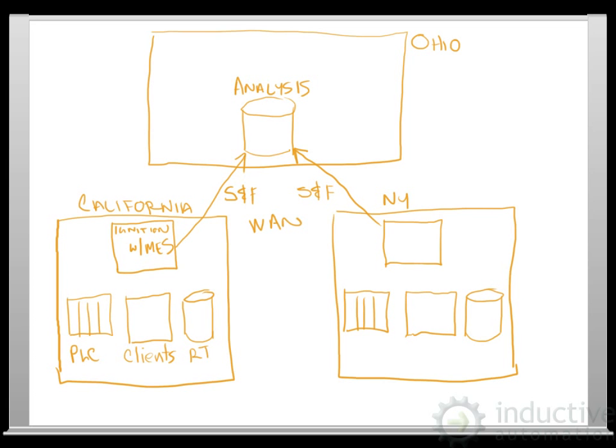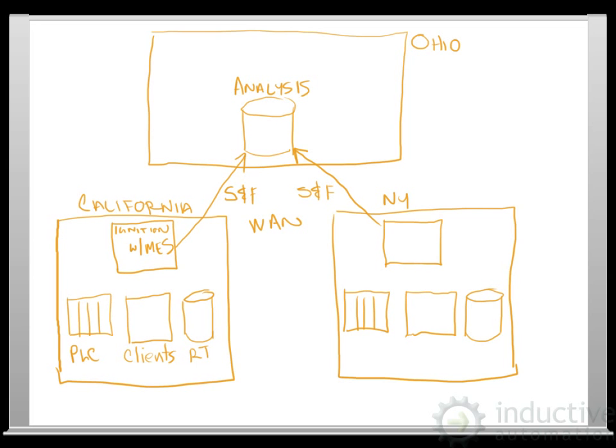So what happens is if you lose your WAN connection here from California, it caches the data here locally in California. As soon as that connection comes back up, your data starts passing through, and you don't lose any data in the case of a WAN outage or network outage.